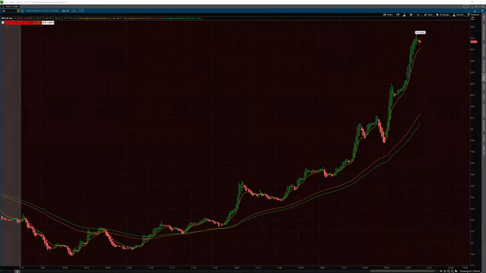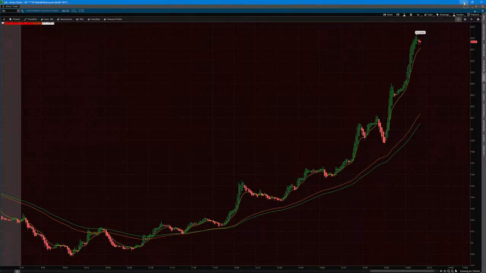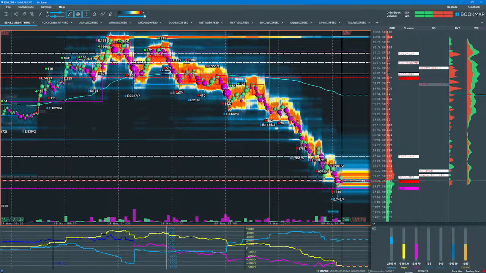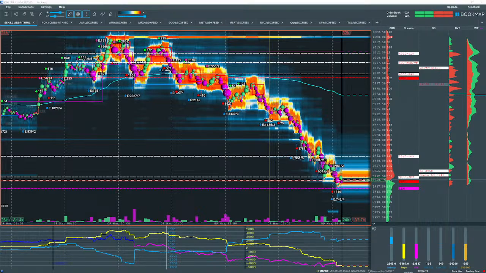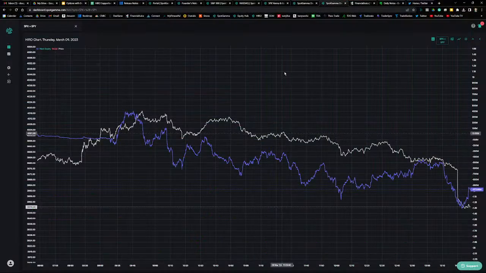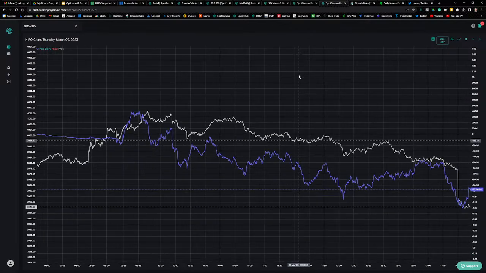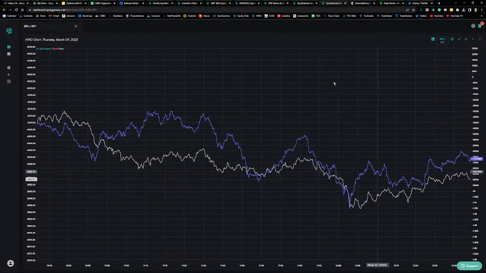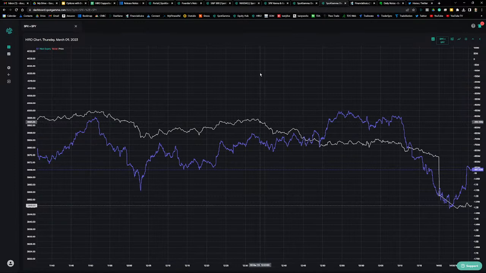All right, so let's take a look. And Pluto, what are you looking at here? What instrument are you looking at? He's commenting on Hero. So I am looking at SPX. I'm looking at SPX, this is plus SPY.